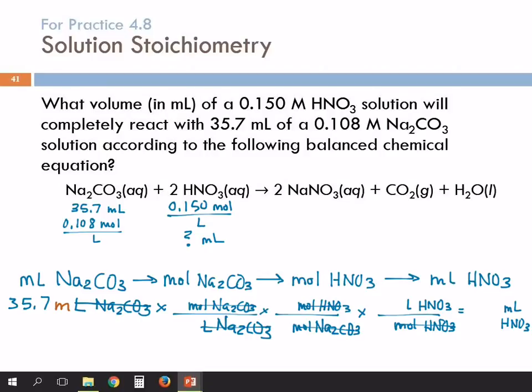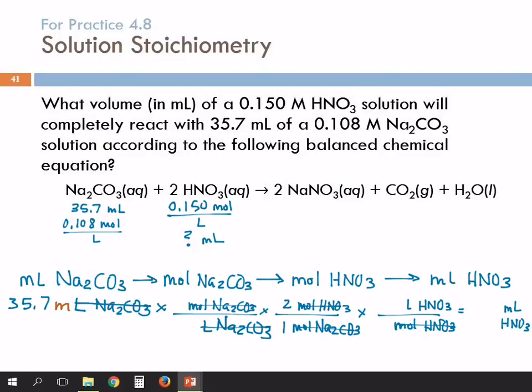So in the middle, we have our mole ratio. Moles of nitric acid to moles of sodium carbonate. And this comes from the balanced chemical equation. We've got 1 mole of sodium carbonate for every 2 moles of nitric acid. What's nice about solution stoichiometry is you don't have to calculate molar masses. They give you the concentrations. And so for sodium carbonate, we know that the concentration is 0.108 moles per liter.